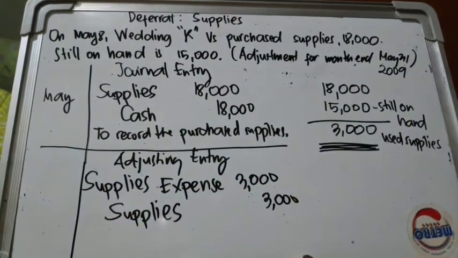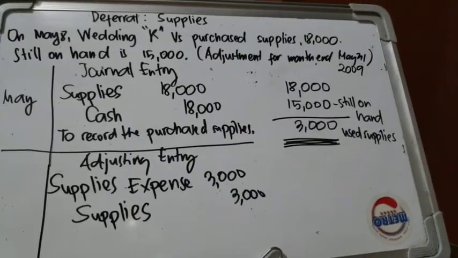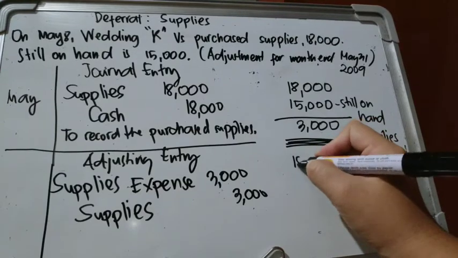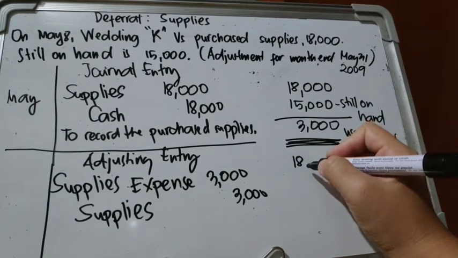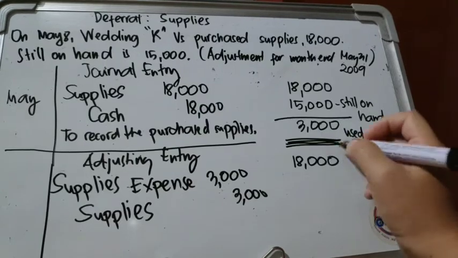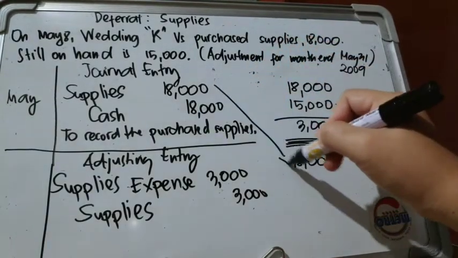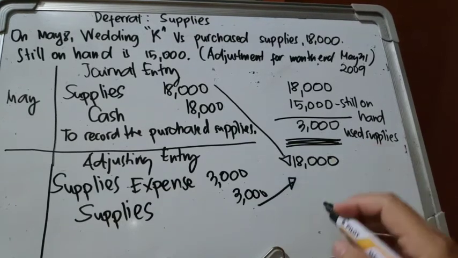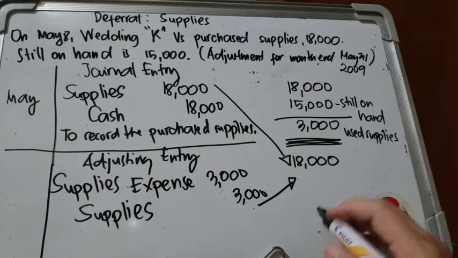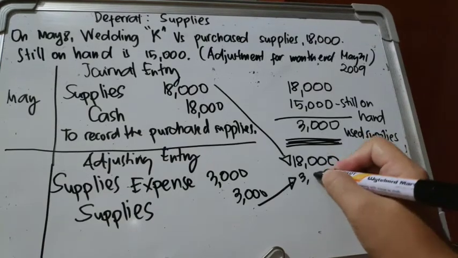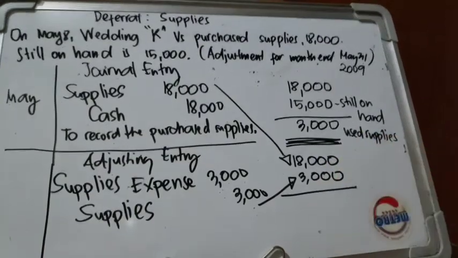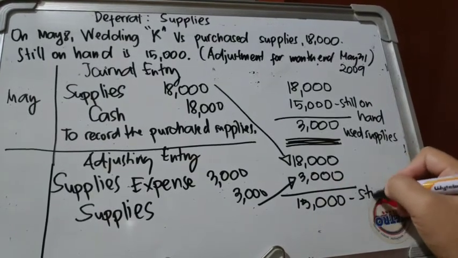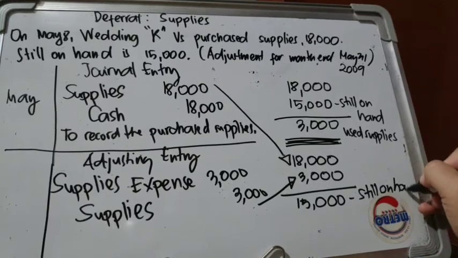3,000. So, ang ilalagay mong amount is yung nagamit or yung na-expire. Let us move on to the normal balances of each account. Diba ang normal balance ng supplies, because it is an asset account, is on the debit side. Now, as you can see, this is on the debit side. And then, an account for supplies is on the credit side in the amount of 3,000, which is the used supplies. Now, ang makukuha mo is the 15,000, which is the still on hand.